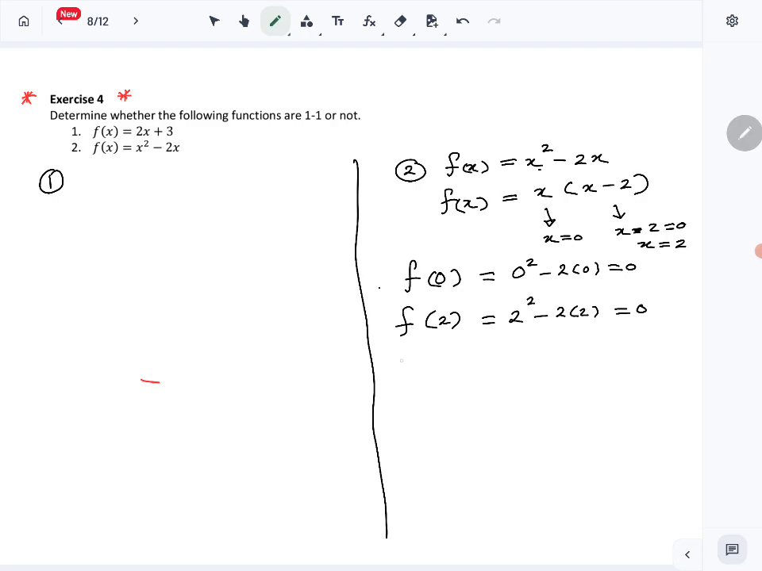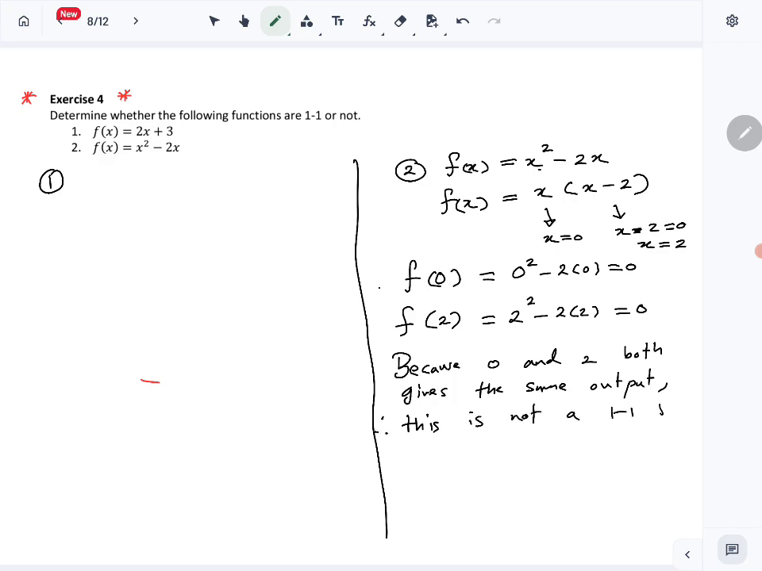So therefore this is not a one-to-one function, because 0 and 2 both give the same output. It's easy to check if it is one-to-one or not using this method. If you can factor it, that means you will find more than one value that gives you the same output.